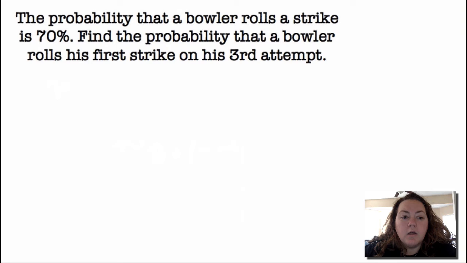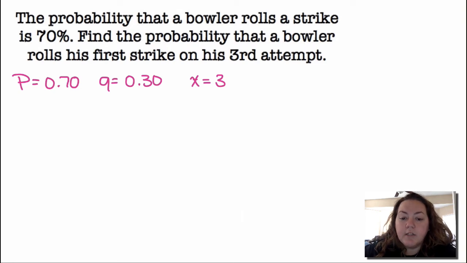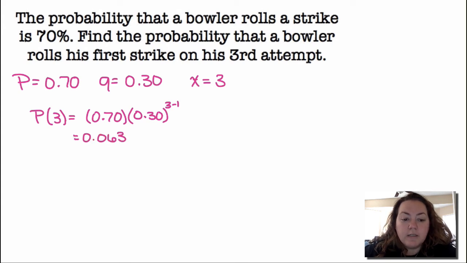The probability that a bowler rolls a strike is 70%. Find the probability that the bowler rolls his first strike on his 3rd attempt. All right, so probability of success is 0.7, probability of failure is 0.3, and we're going until the 3rd attempt. So probability that X equals 3 would be probability of success times the probability of failure raised to the X minus 1. So I'll have 2 failures and 1 success, which is 0.063. Okay, or you could do second vars, geometric PDF, probability 0.7, X is 3, and you should get the same answer.